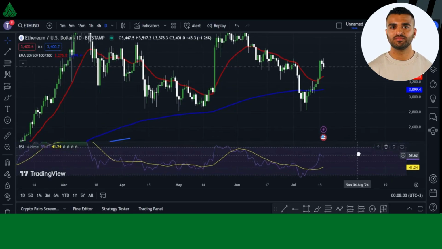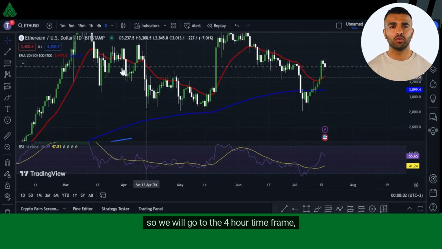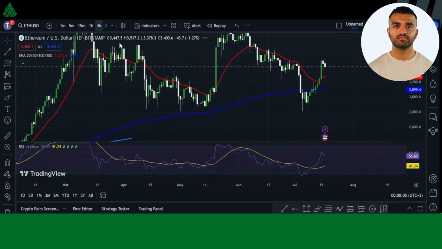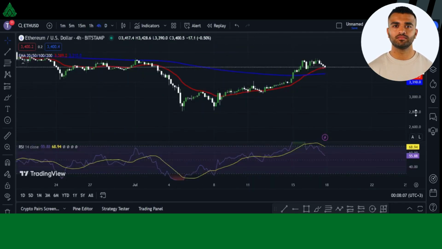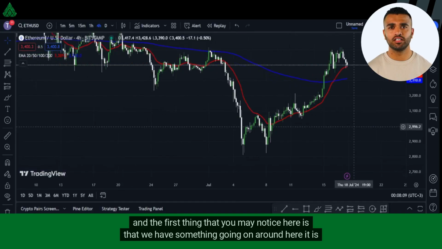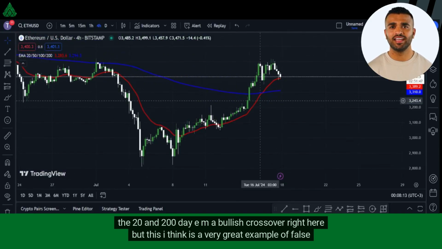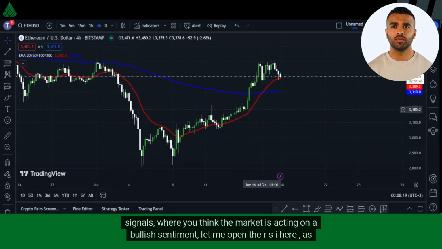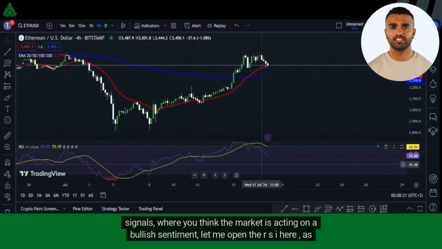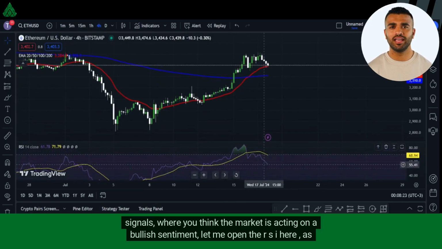So we will go to the 4-hour time frame. And the first thing that you may notice here is that we have something going on around here. It is the 20 and 200-day EMA bullish crossover right here. But this, I think, is a very great example of false signals, where you think the market is acting on a bullish sentiment. Let me open the RSI here.